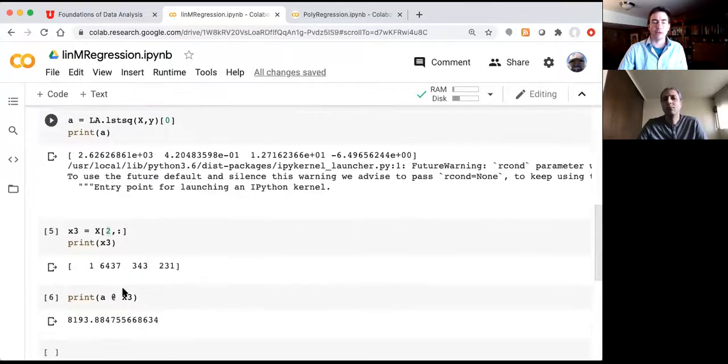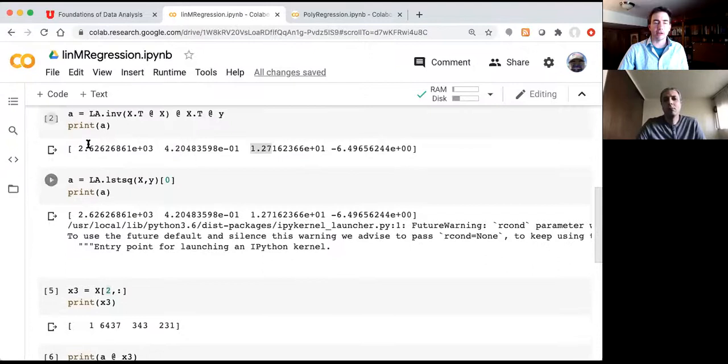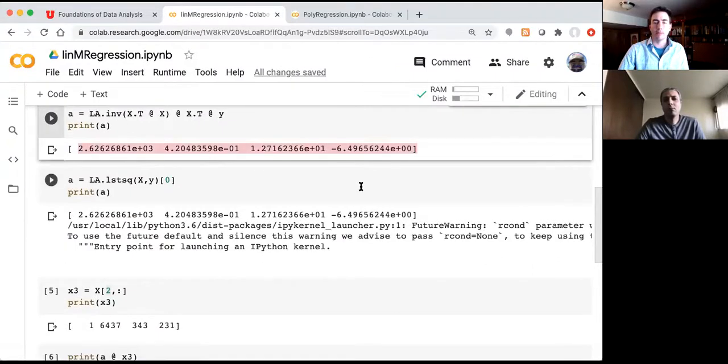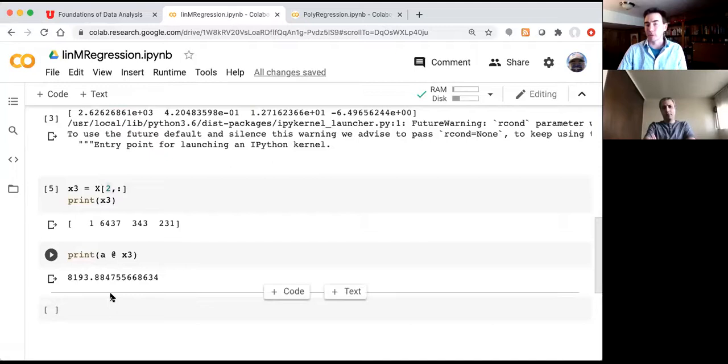Okay, so the model is what I get out. It's just this vector right here, these four numbers. Then to get a prediction, I just do this dot product with any of the data points. And the subtraction of that from the actual value would be the residual.